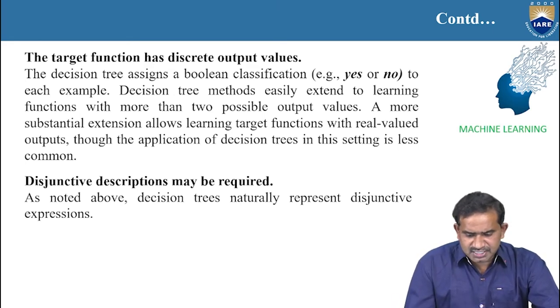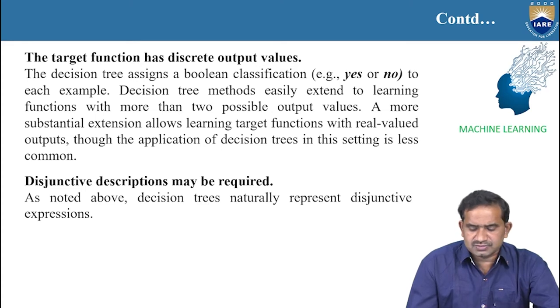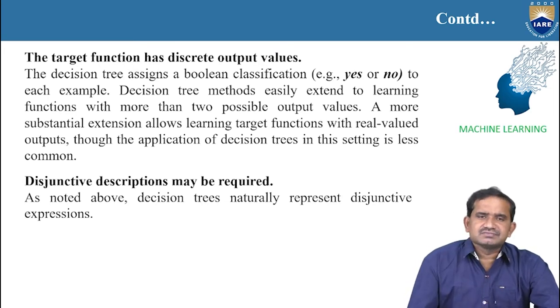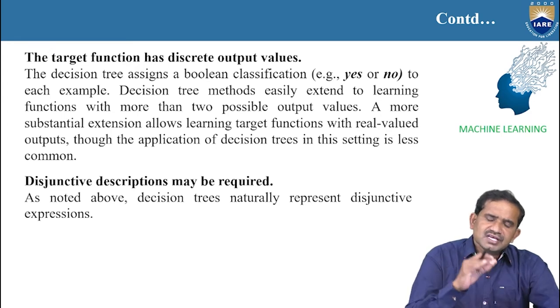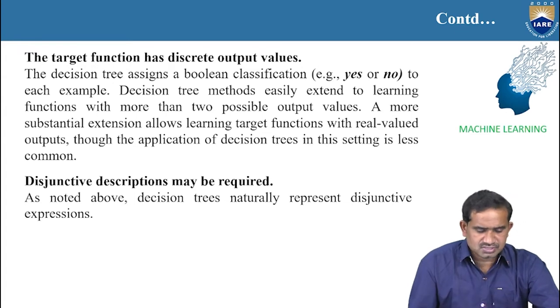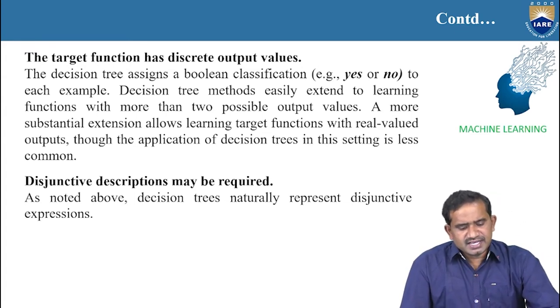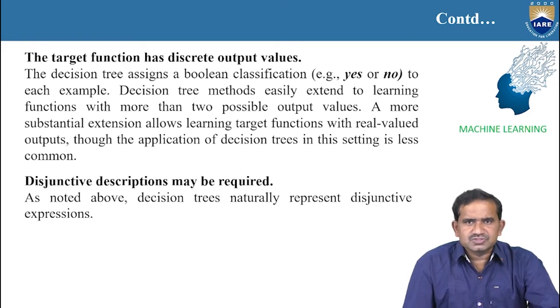The decision tree methods easily extend to learning functions with more than two possible output values. A more substantial extension allows learning target functions with real-valued outputs, though the application of decision trees in these settings is less common. Sometimes it may be an extension. It may go to a further leaf node, further construction, adding new nodes, or maybe give some solutions. Means it has some instances with real-valued outputs from the target functions. The application of decision tree learning in this setting is less common.